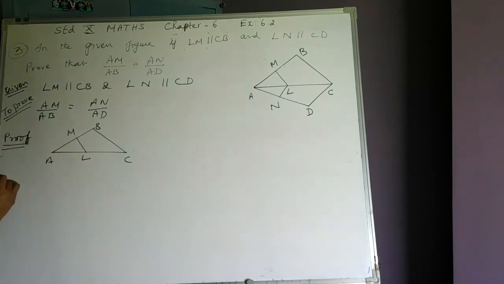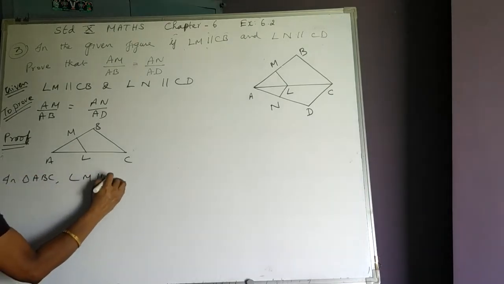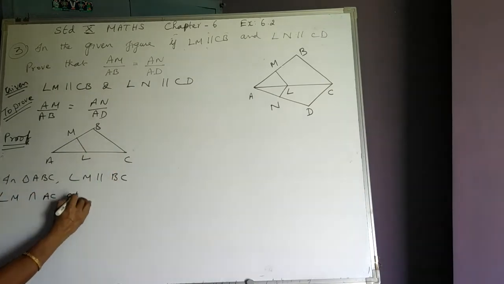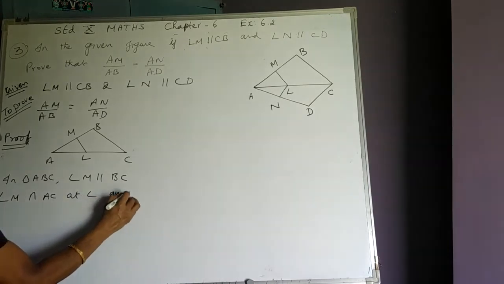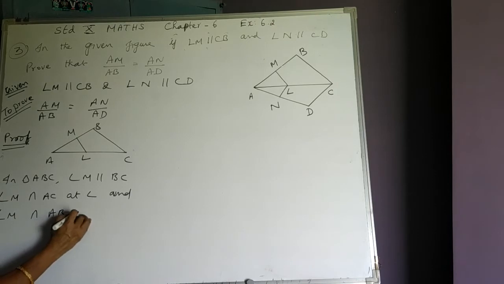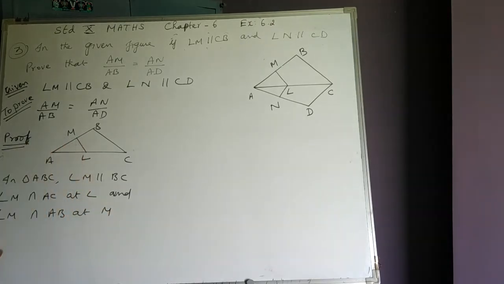So here, in triangle ABC, LM is drawn parallel to BC. LM intersects AC at L and LM intersects AB at the point M. Therefore, which theorem can be used? We can use BPT theorem.